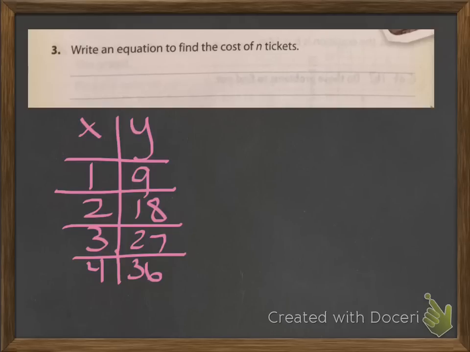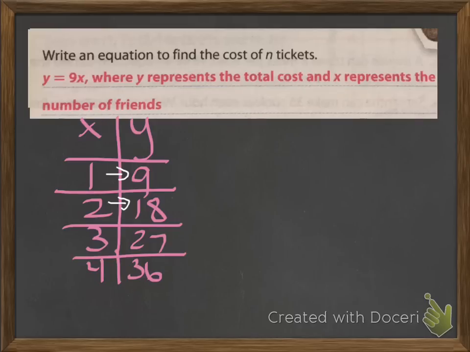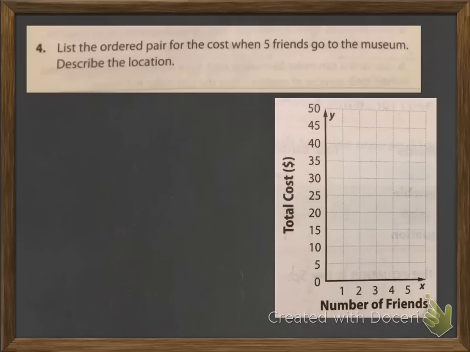We need to establish the relationship between 1 and 9. We could add 8 or we could multiply by 9. If we added 8 to 2, that would give us 10. But since we see 18 here, we know that the relationship has to be multiply by 9. Remember, because we're writing a function, it's going to be y equals, so it'll be y equals 9x, because we're going to take whatever x is and multiply it by 9. Then it says to find the cost of N tickets, and let's put that there. Here you see y equals 9x, where y represents the total cost and x represents the number of friends.